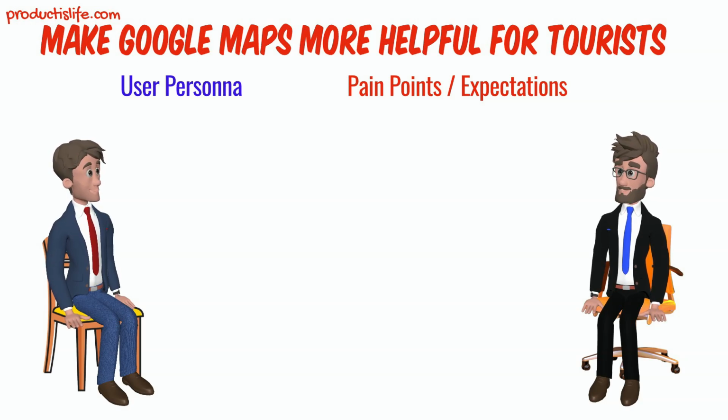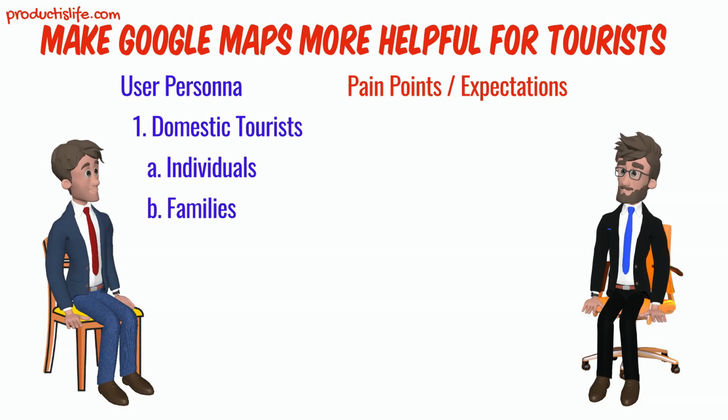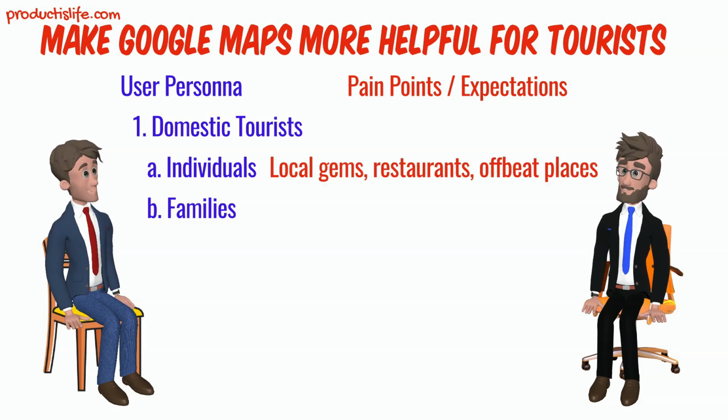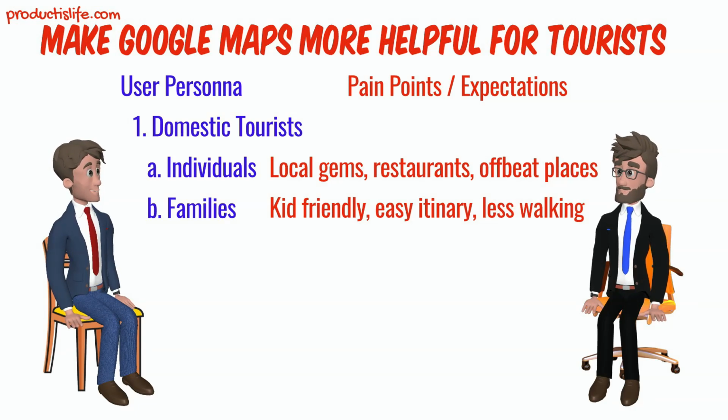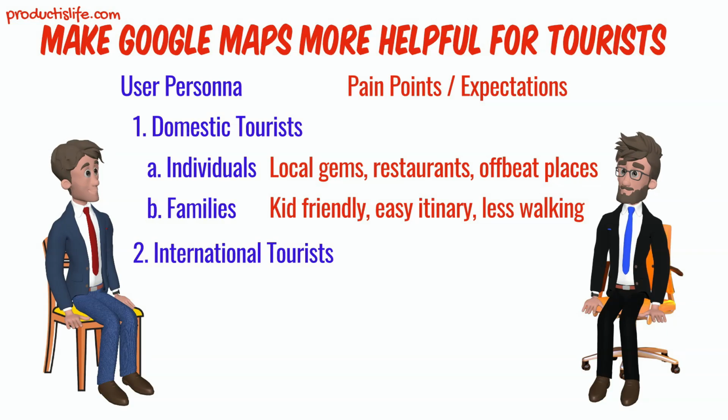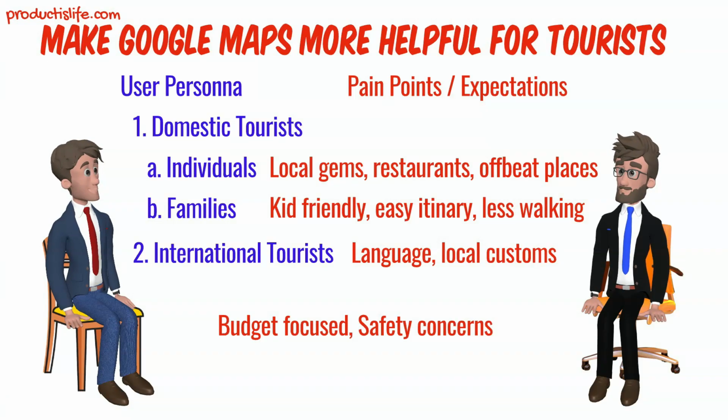Sure, go ahead. So first, we'll have domestic tourists, maybe individuals or families from Mumbai, let's say, going to see palaces in Jaipur. For individuals, they'll probably care more about local gems, restaurants, and offbeat places. For families, they would want kid-friendly spots, easy itineraries, and probably less walking. Then there are international tourists, let's say someone exploring Varanasi or trekking in Himachal. They might struggle with language, currency, or local customs. And for all of them, I think being budget focused and concerns with safety while traveling to a new place can be a common theme.